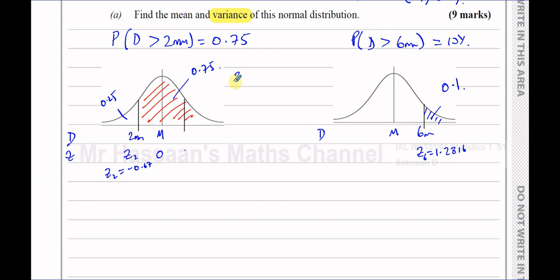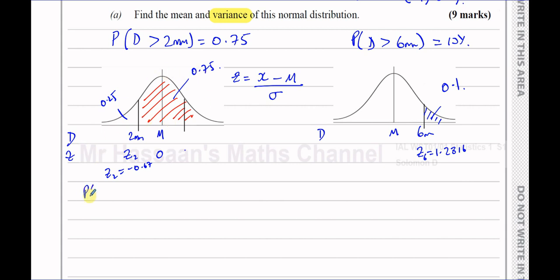Okay, what you do is you have Z equals a Z score. These scores are equal to the actual score, which are these 2 and the 6, minus the mean, which we don't have, but we have to find, over the standard deviation, which we have to find in order to find the variance. So I can form two equations, one from the first part of information.